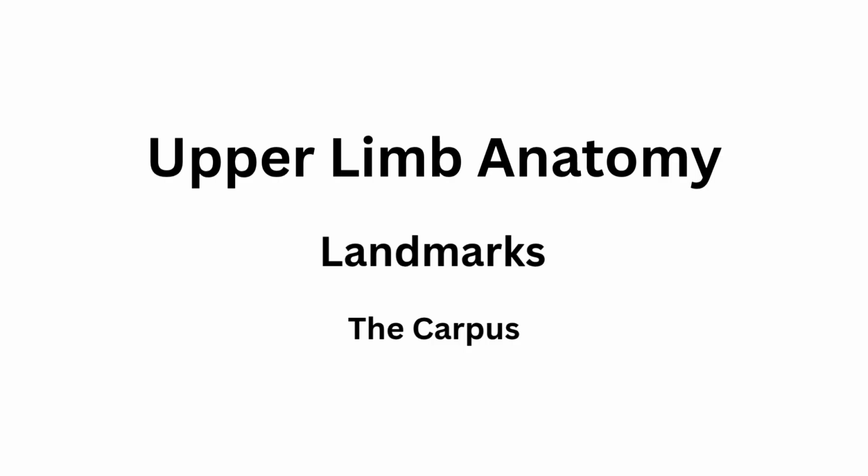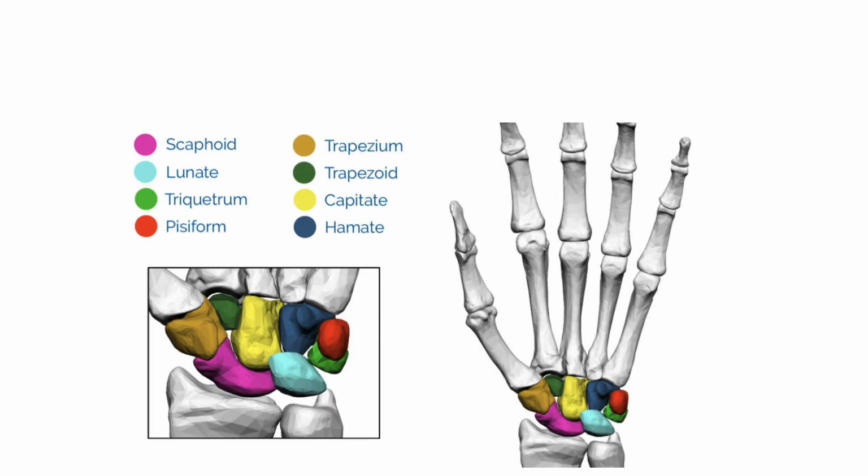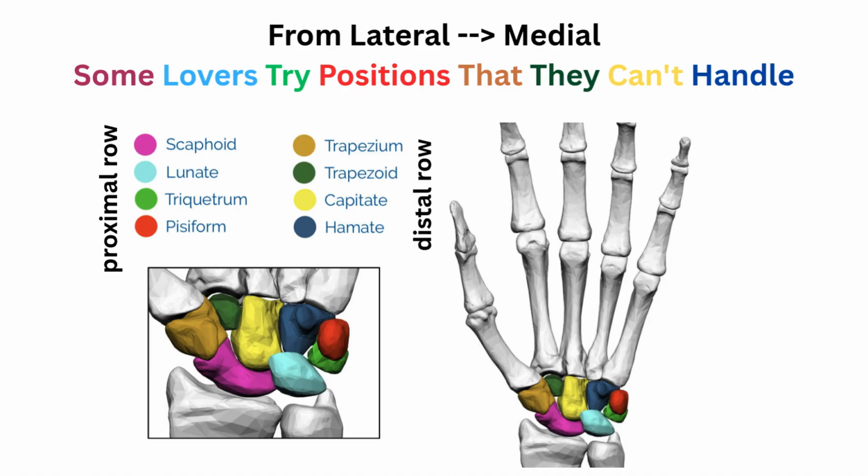If you're in the ER or the OR, you don't just need to name the 8 carpal bones. You need to know which ones are going to cause a surgical emergency. So here are the 8 bones in 2 rows. Proximal: scaphoid, lunate, triquetrum, pisiform. Distal: trapezium, trapezoid, capitate, hamate. Now, let's break down the big 3 and the canals they live in.